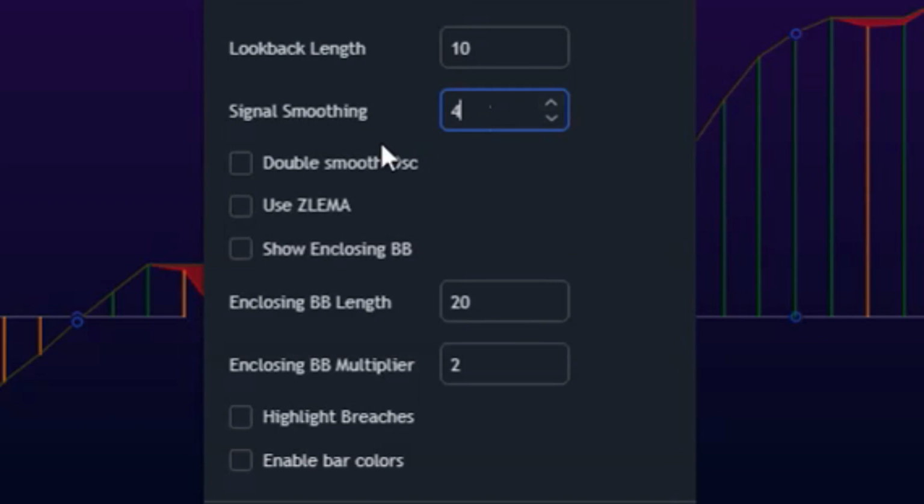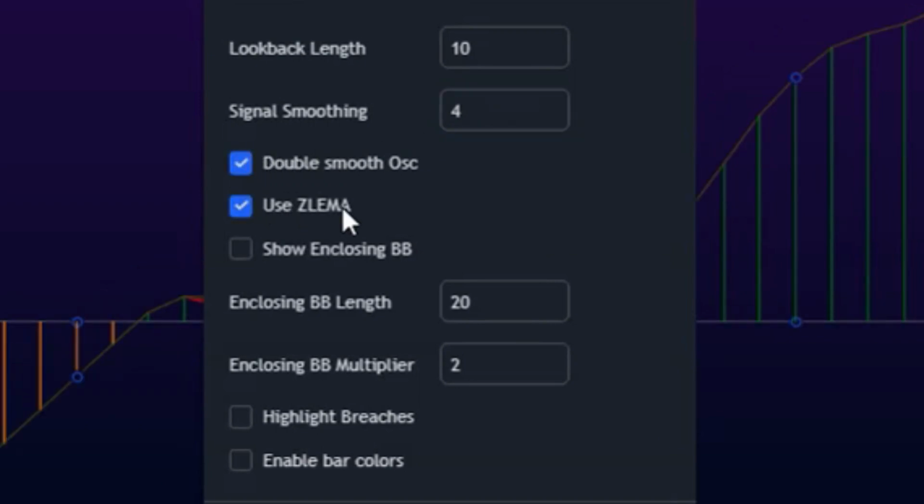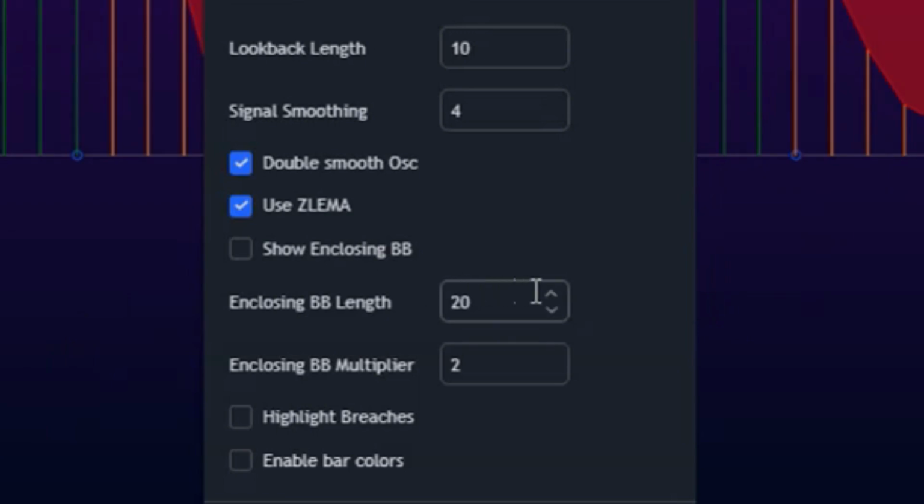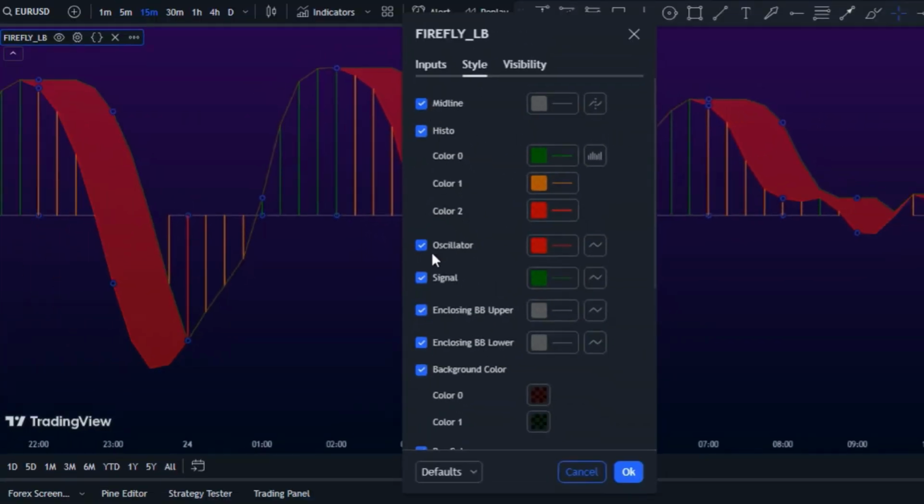Then toggle the double smooth and use ZLEMA options on. Next, put 21 for the enclosing BB length and 3 for the enclosing BB multiplier. Under the Style tab, turn off everything except middle line and histo and configure those 2 options like I have in this video.